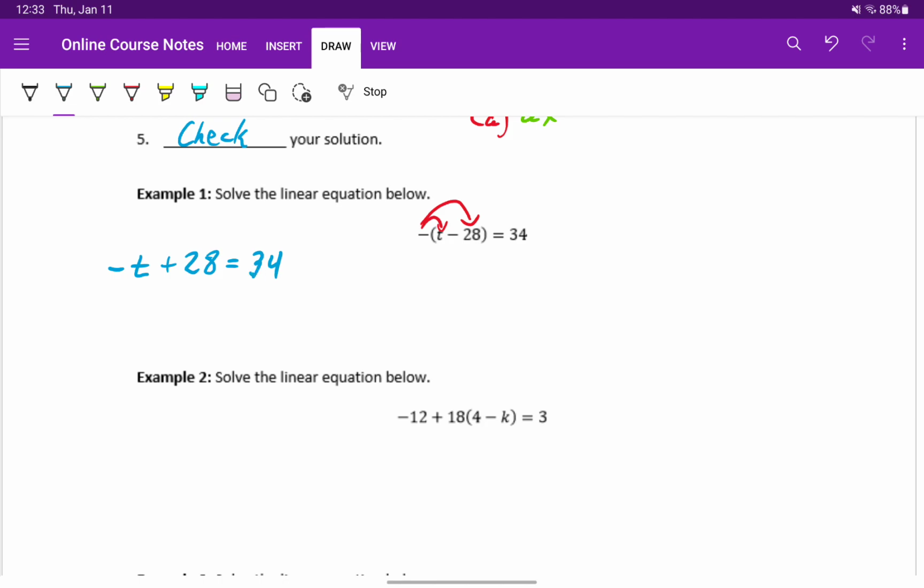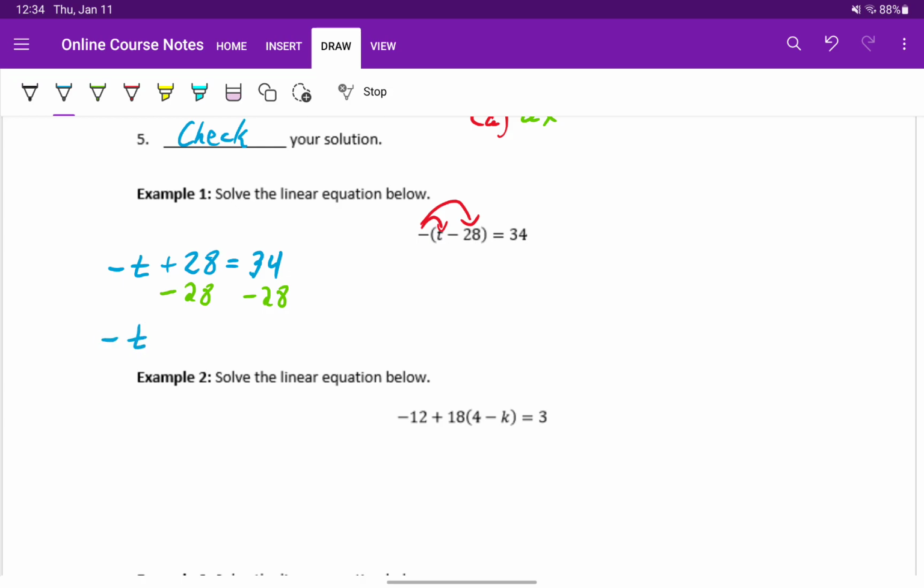Now that all the simplification is taken care of, we'll look at collecting all of our variable terms on one side of the equation. In this case, we have negative t already on the left-hand side. So we'll move on to collecting our constant terms on the right-hand side. Keep in mind we can perform any operation to one side of the equation as long as we do the exact same thing on the other side. Since we have plus 28 on the left-hand side, we'll subtract 28 and subtract 28 on the right-hand side.